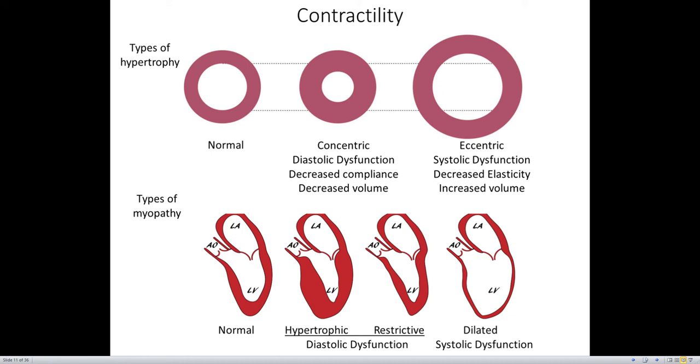On the right side is dilated myopathy. And this is similar to the eccentric hypertrophy on the top. And in this situation, we've got a stretched out, floppier myocardium. And so instead of having the inability to expand and accept volume, it has the inability to retract back or contract to produce a good systolic function.